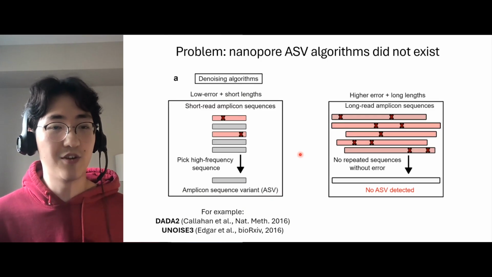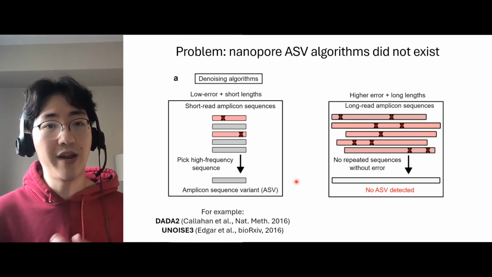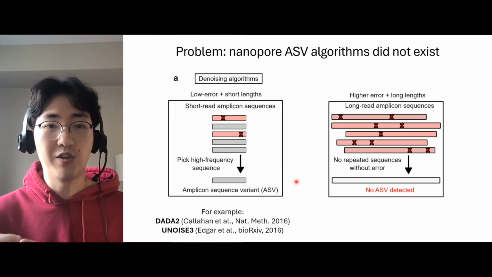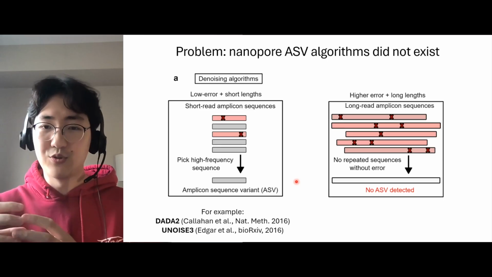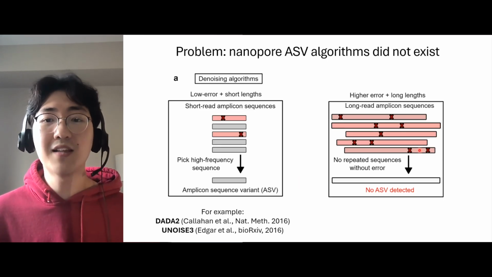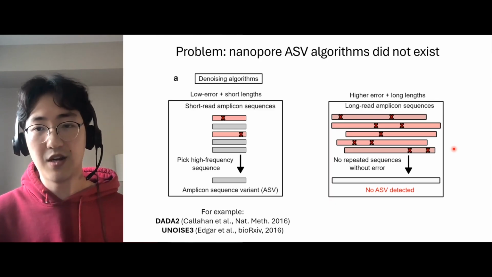These denoising algorithms, such as DADA and UNOISE, work great on low error, short length amplicon sequences because they rely on the existence of perfect amplicon sequences without any errors. But as your reads get longer and longer, you're more likely to get some errors within these amplicon sequences, which makes those previous methods not work as well.